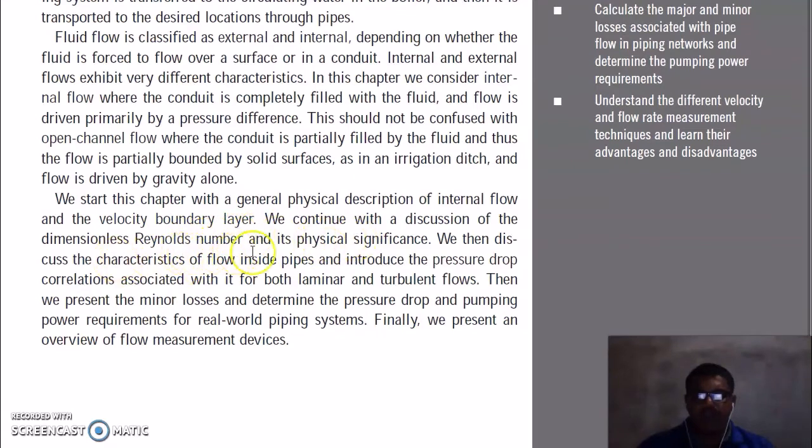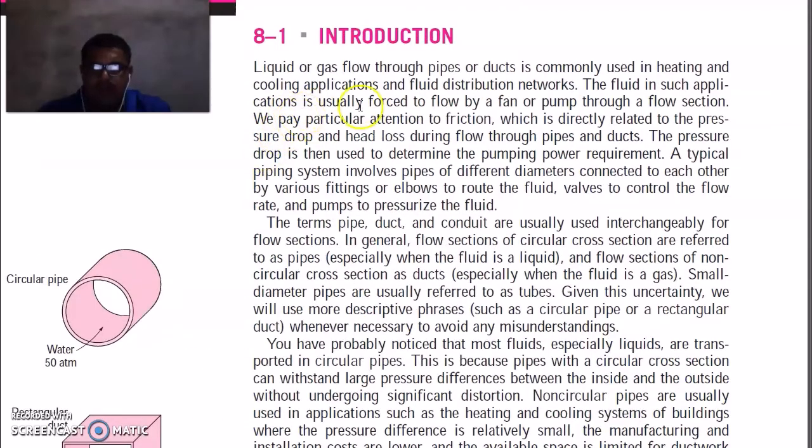Then we discuss the Reynolds number and its physical significance. We then discuss the characteristics of flow inside pipes and introduce the pressure drop correlations associated with it for both laminar and turbulent flows. Then we discuss major and minor losses and pressure drop, and the pumping power requirements for real world pumping systems.